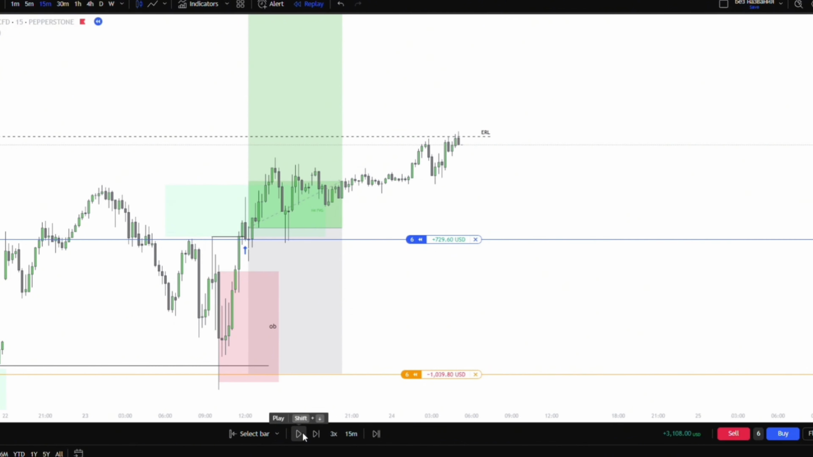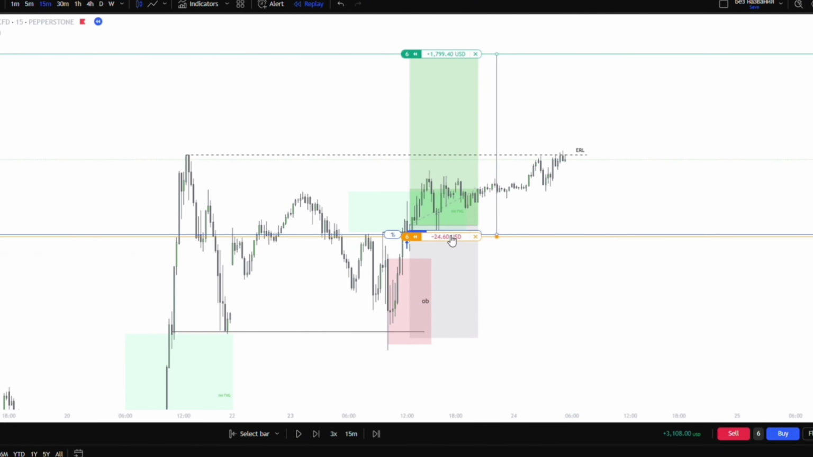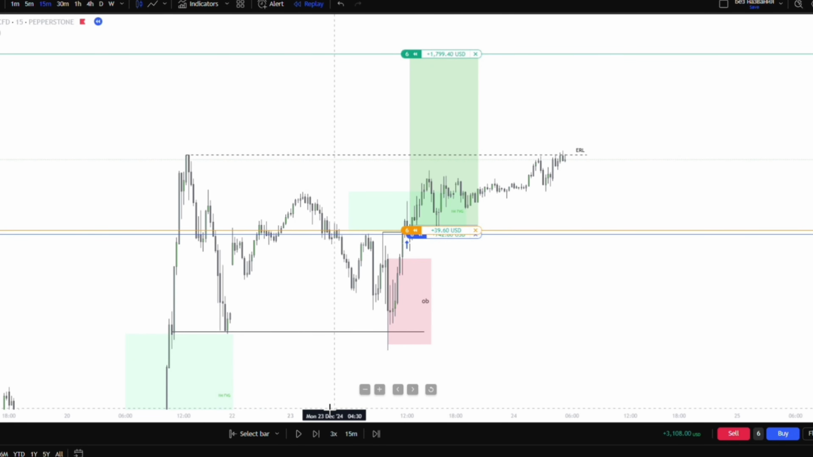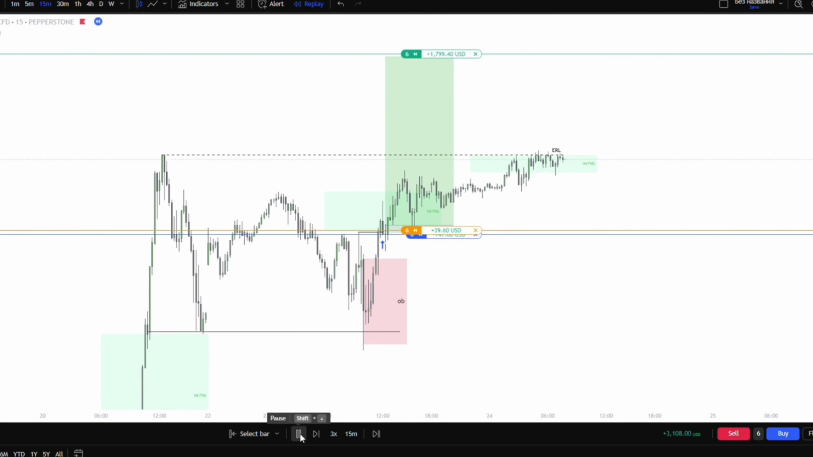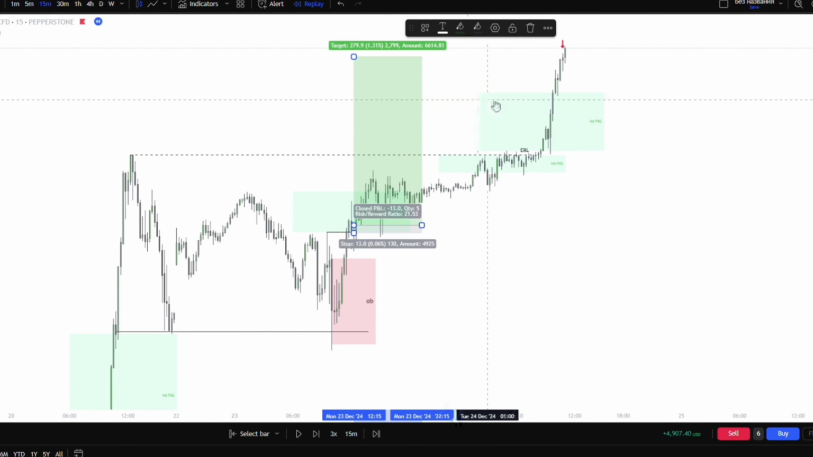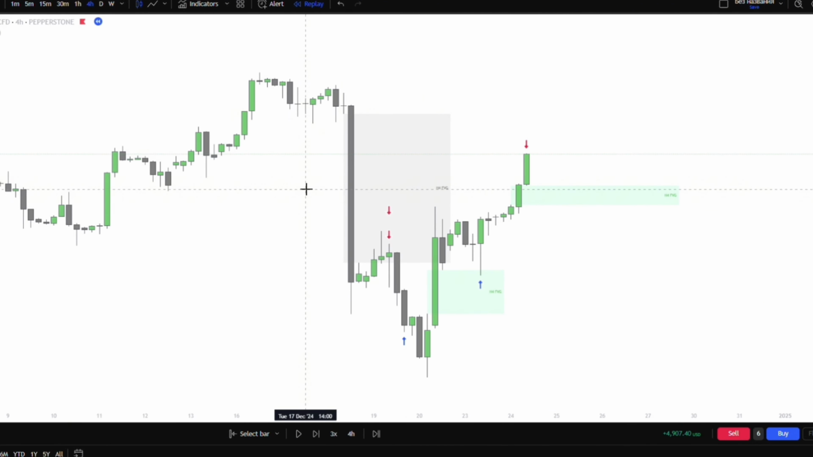Right now price is moving really slowly, and now I want to move my stop loss to break even. Okay, great job. Take profit was achieved. And let's continue testing this strategy.